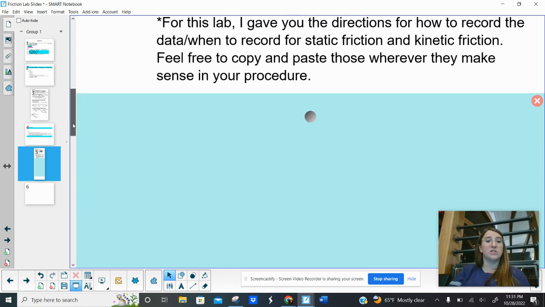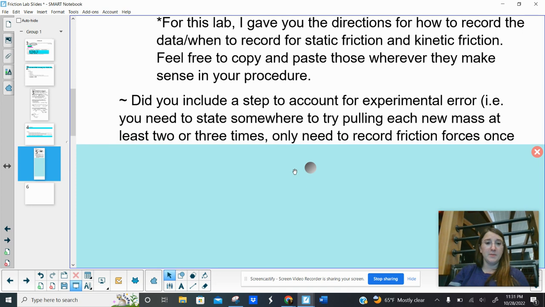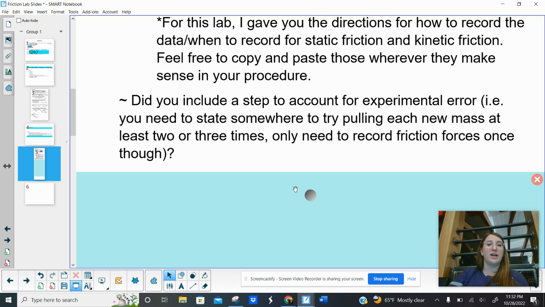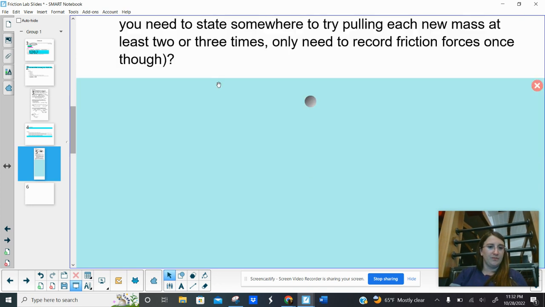Will you do something first and then record it? Make sure that you included a step to it. You always have to, even if I don't tell you, you have to. You always have to include a step to account for experimental error. So you need to state somewhere in there that even though we're only recording the friction force one time per mass, you want to try it a couple times to get consistent results and then decide what to go with. So make sure you state that somewhere in your procedure.